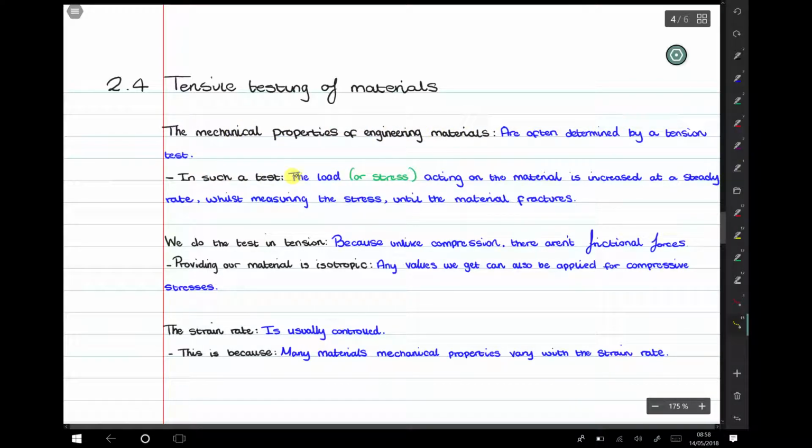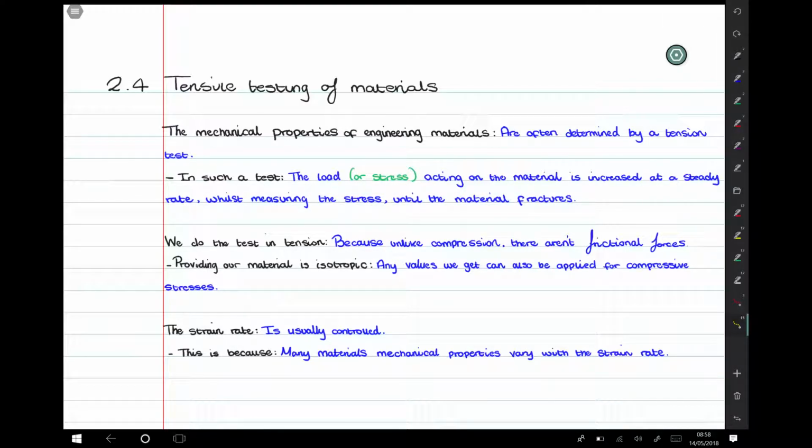In such a test, the load or stress acting on the material is increased at a steady rate whilst measuring the stress until the material fractures. The reason we go at a steady rate is to keep things consistent. If we do measure it quite quickly, chances are we won't get the same results each time. And it's very similar to what we study in thermodynamics when we refer to a process as being done quasi-statically.